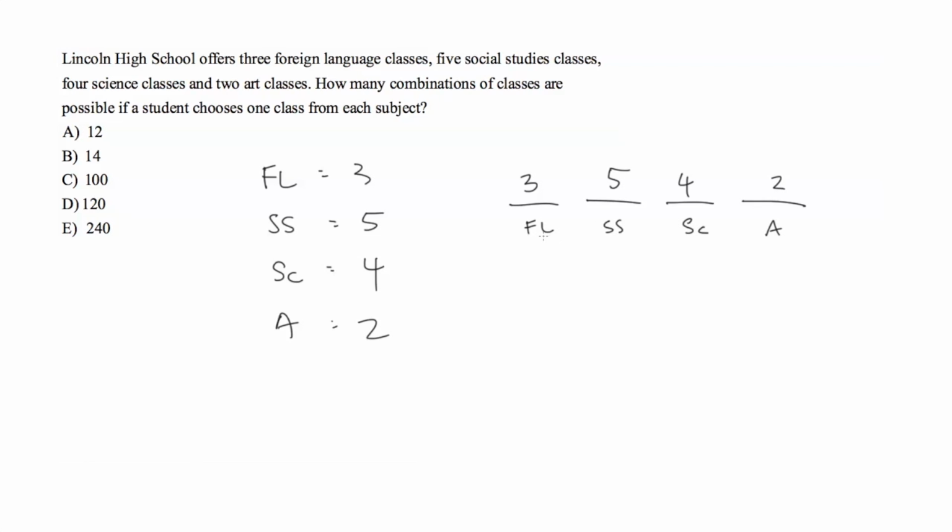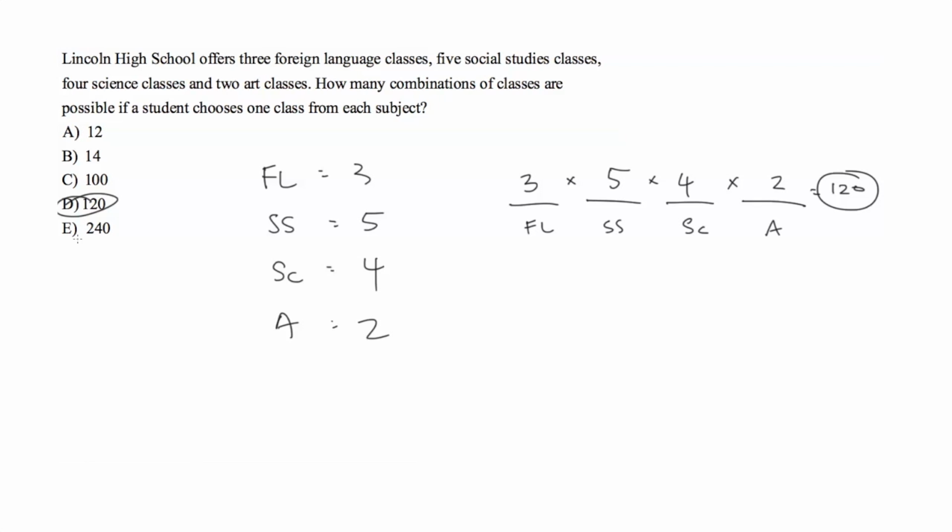This student would be taking a foreign language and a social studies and a science and art, and whenever you have "and" as opposed to "or", we multiply. So this would be 3 times 5, which would be 15, times 4, which would give us 60, times 2, which would give us 120. There are 120 ways to combine the different classes to come up with a course load for a student.